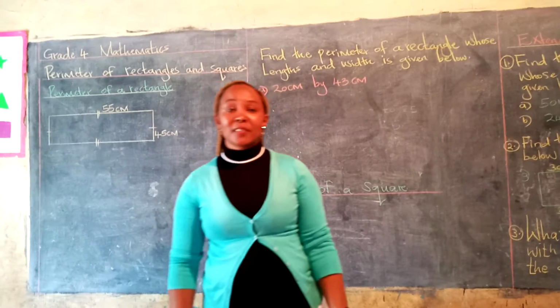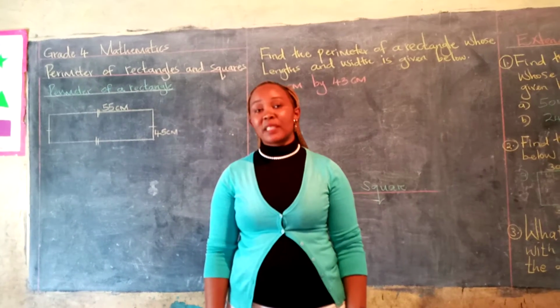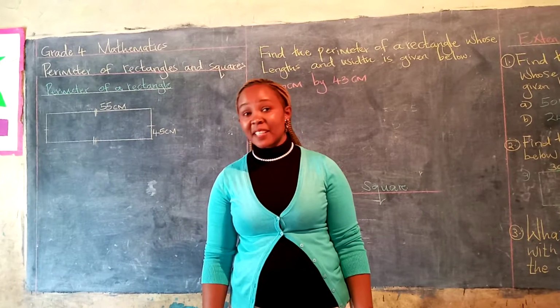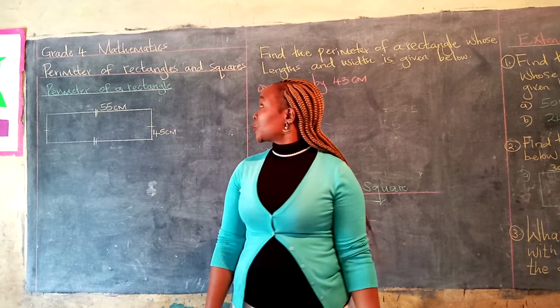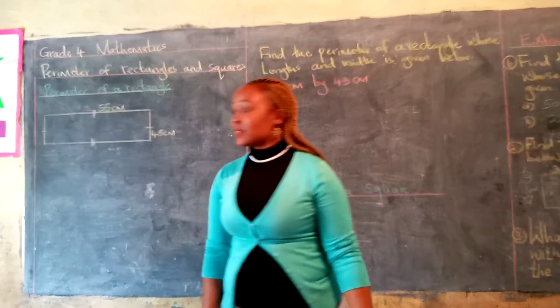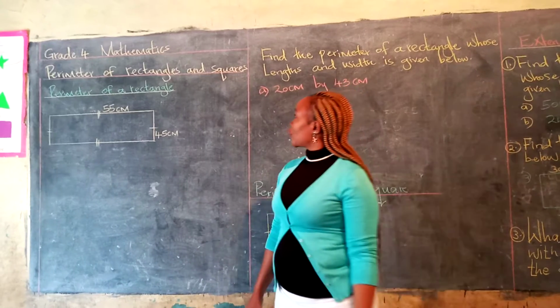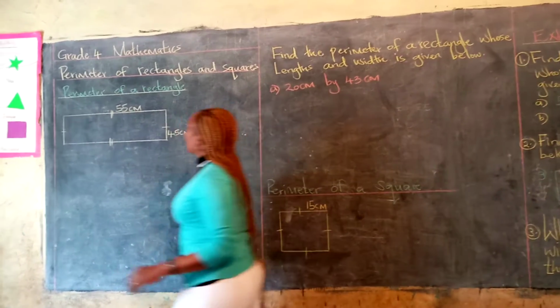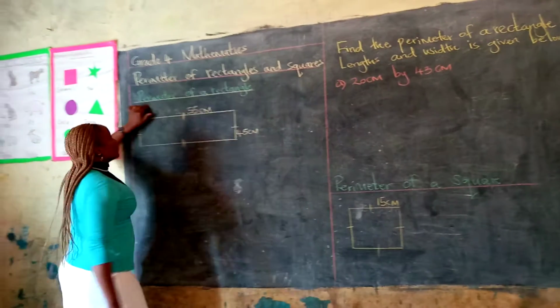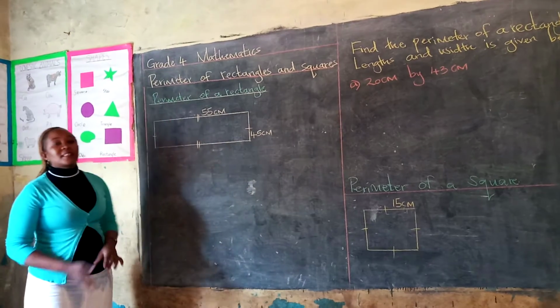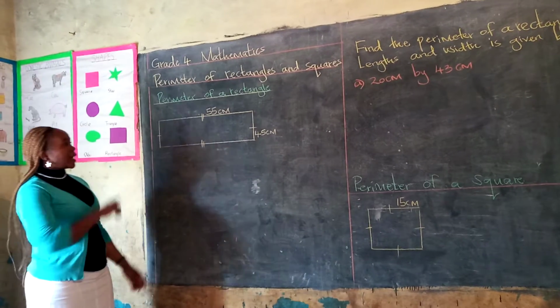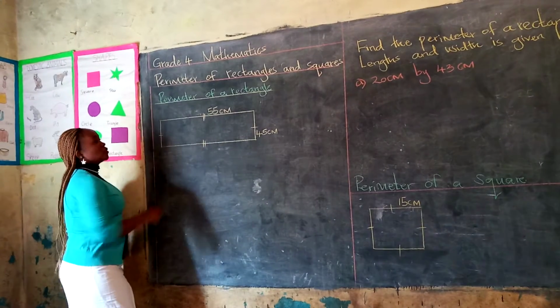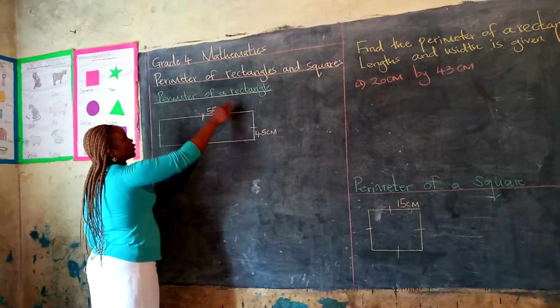In the previous lesson, we were learning how to convert meters to centimeters and vice versa. Today, we are going to learn something else, that is perimeter of rectangles and squares. So let's start with the perimeter of a rectangle. Remember what we said, that perimeter is the total distance around any closed shape. So today we are going to do the perimeter of rectangles.